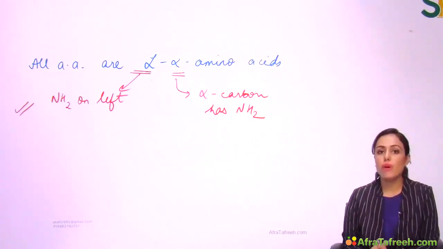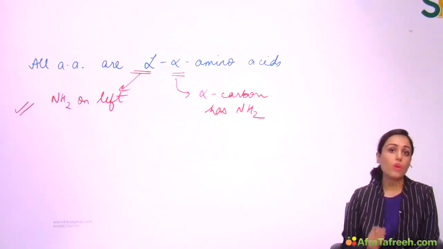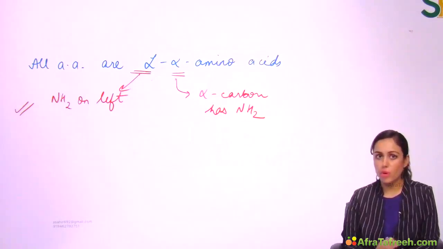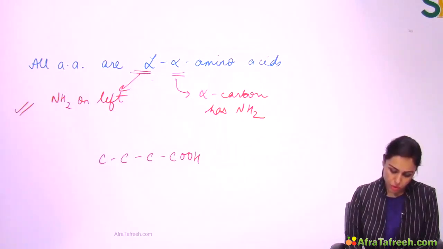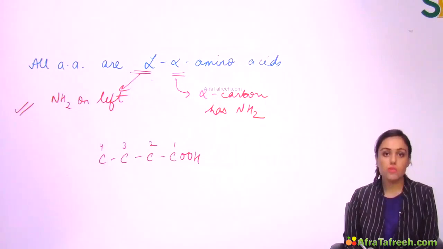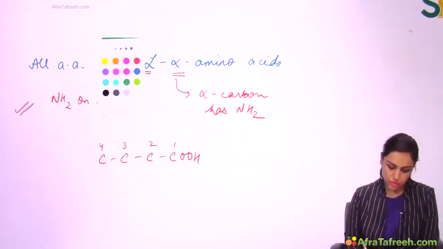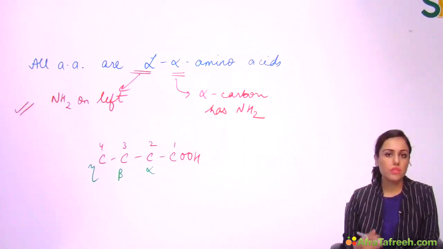Now what do you mean by alpha carbon? In case of fatty acid, which is alpha carbon? I'm not talking of alpha beta anomerism here. Alpha beta anomerism we have done in carbohydrates. I'm not talking of that. In case of fatty acid, tell me which is alpha carbon. Let's say this is carboxy group. So you know carboxy group carbon is number 1, next is 2, next is 3 and next is 4. So which is alpha here? C2 is always alpha, C3 is always beta and C4 is always gamma, right? So this is alpha carbon.